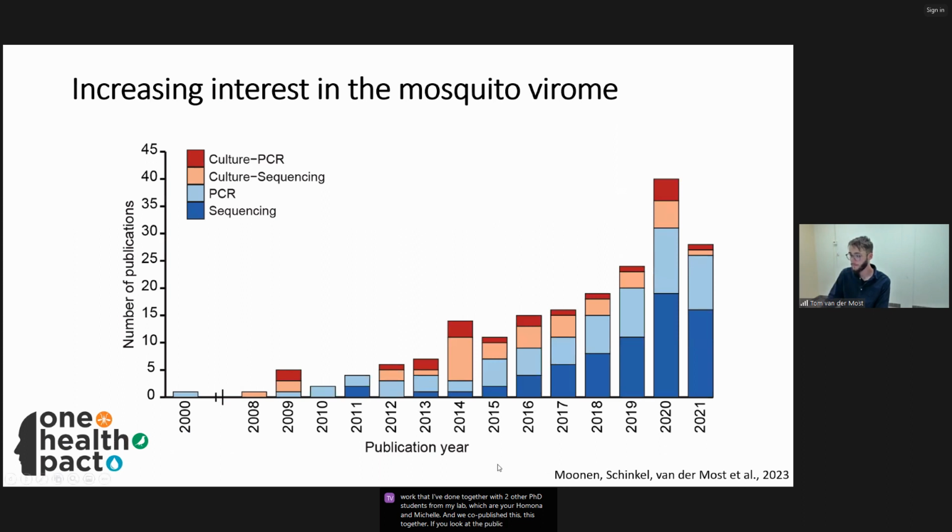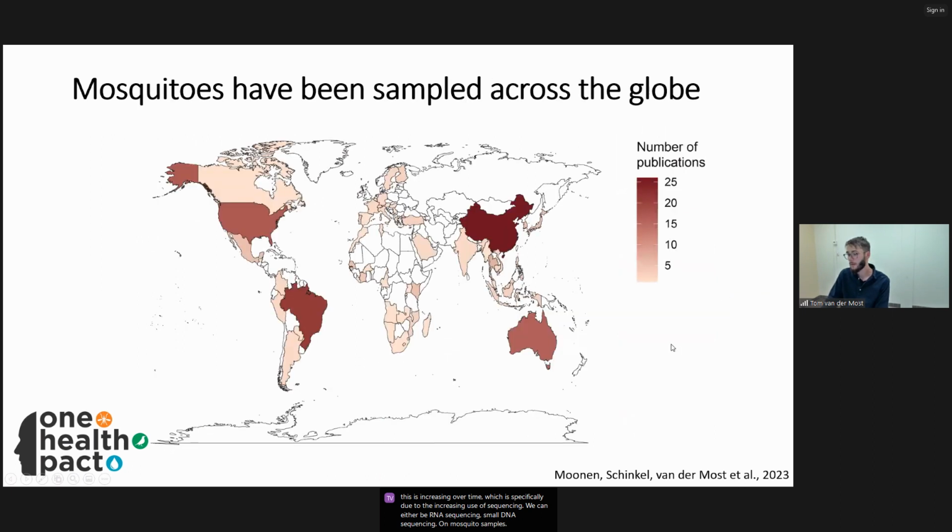If you look at the publications over time, you can see that the interest in insect-specific viruses in mosquitoes is increasing. We did quite an extensive PubMed strategy to find all possible papers that find an insect-specific virus in a mosquito. You can see that this is increasing over time, which is specifically due to the increasing use of sequencing, which can be RNA sequencing, small RNA sequencing, or DNA sequencing on mosquito samples. You can see that these mosquitoes have been caught all across the world, although there are some countries that are overrepresented, and therefore a lot more studies have been done.